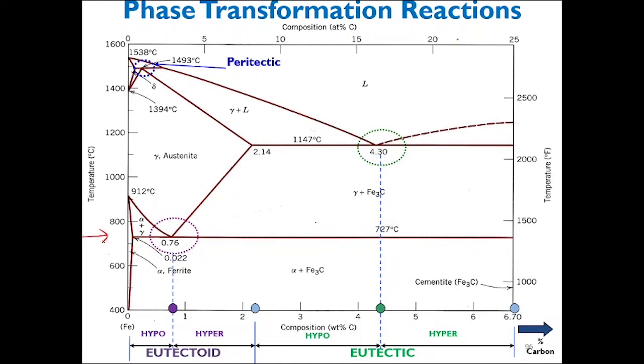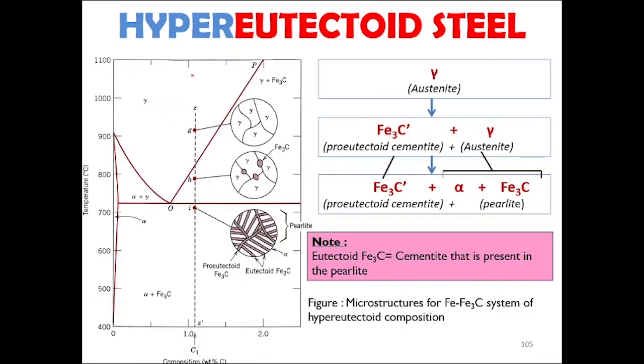Below 727 degrees Celsius and with carbon content more than 0.76 until 2.14, we will find hypereutectoid steel. For hypereutectoid steel, we take an example at this composition. This composition has carbon content more than 0.76 weight percent and less than 2.14 weight percent of carbon in iron.